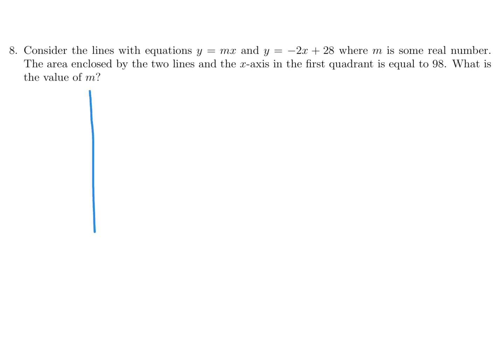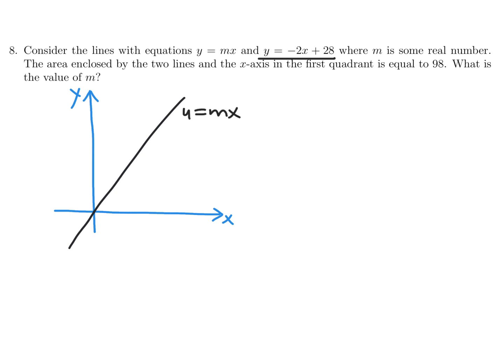Let's draw this. So we've got the x-axis and y-axis. We have y equals mx, which is just a line going through the origin, something like that. And then the line y is equal to minus 2x plus 28. When x is 0, y would be 28, and when y is 0, x will be 14. So that line looks something like that.